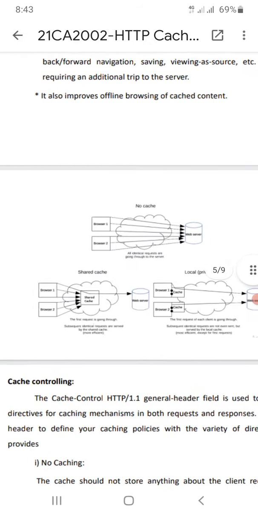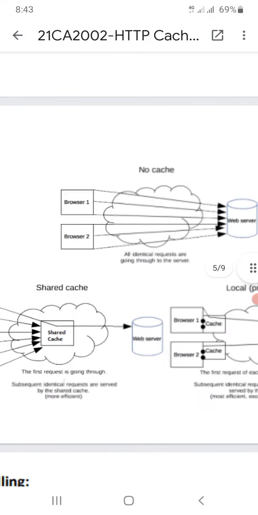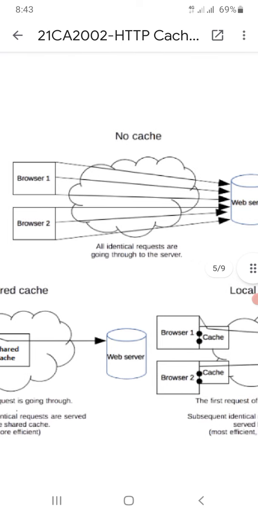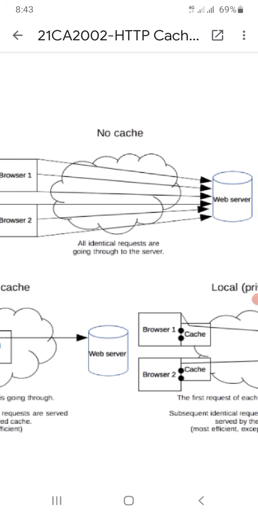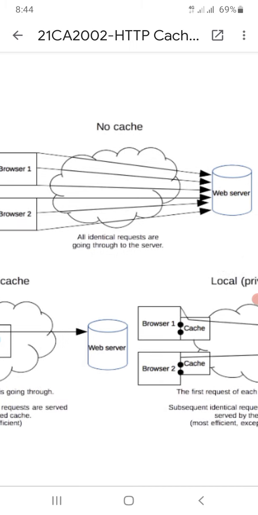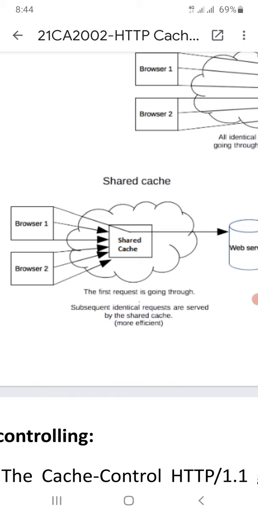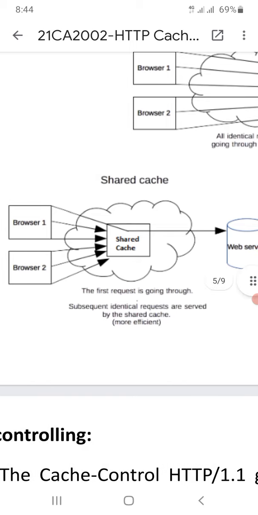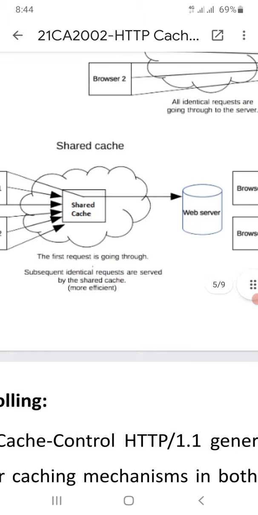This is the diagrammatic representation of no cache, shared cache and private cache. If there is no cache, in this diagram the browser directly requests to the web server, via the internet through HTTP; there is no storage of any document. And this is the shared cache: the browser first looks for the documents in the shared cache. If the file is there, it is displayed in the browser. If there is no file, then it goes to the web server and sends the request to the source. It is called shared cache.